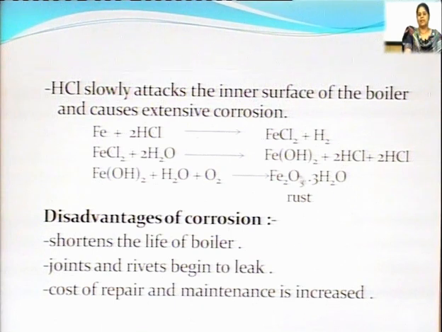Now, what are the various disadvantages of corrosion? We all know that it shortens the life of the boiler. Due to the corrosion, the rivets and the joints begin to leak, and as such the cost of repair and maintenance is also increased.